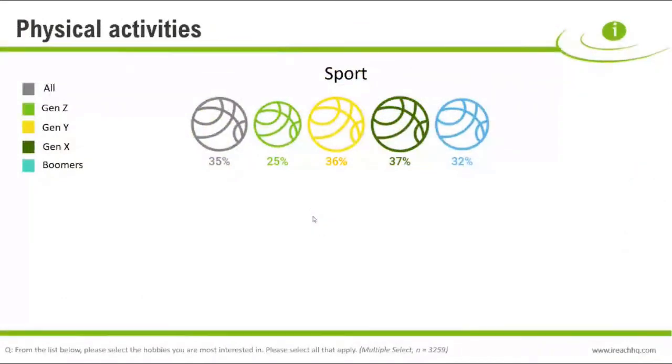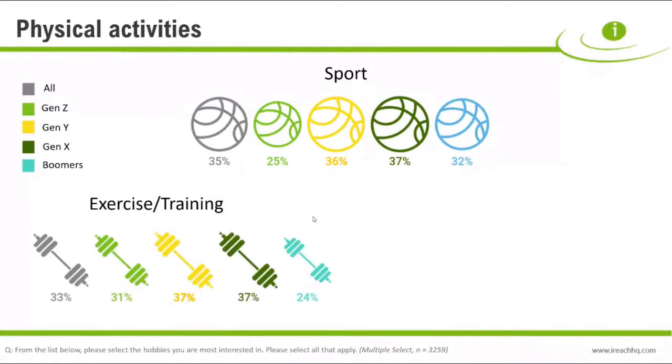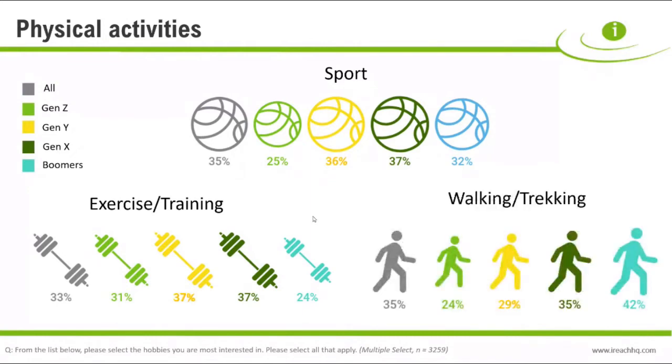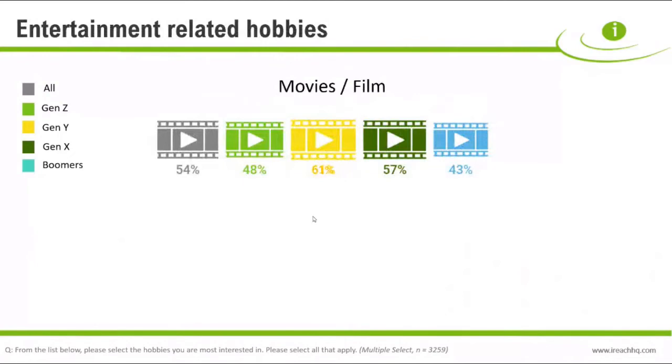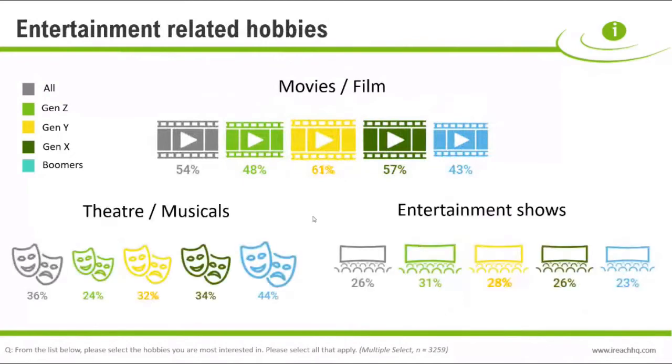Sports, most interest Generation Y, and we'll see some of the common themes you would have seen already. Lowest interest in sports amongst Generation Z. Exercise training, again, highest amongst Y and X. And again, that will be borne out in terms of other research we do looking at sports and activities. Walking and trekking, more popular amongst those older age groups, Generation X and Boomers. Interest in movies, films, high amongst Generation Y. Music and theatre, highest amongst Boomers. And entertainment and shows, we see really strong interest from that younger Generation Z.